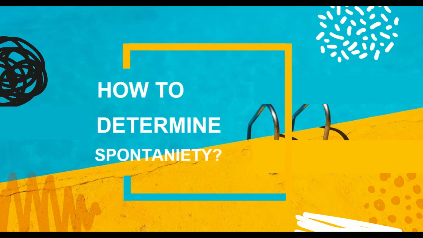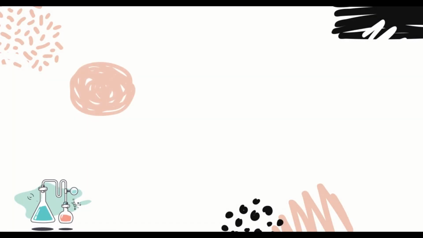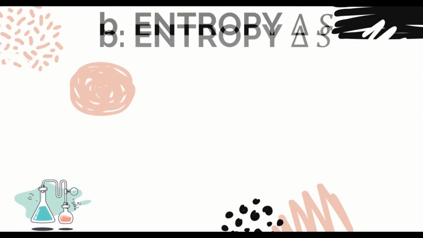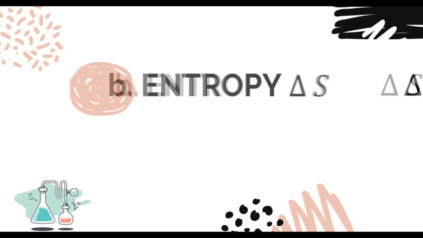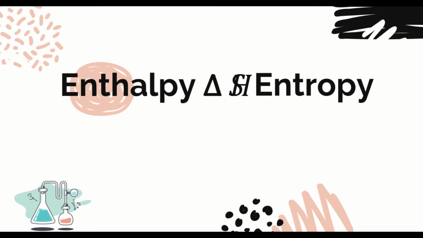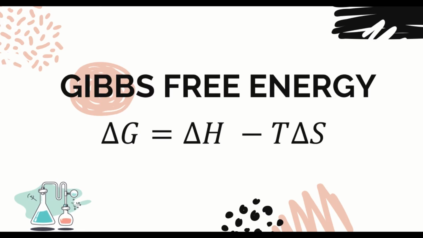However, enthalpy is not the only factor to consider in predicting spontaneity. Endothermic reactions can become spontaneous when we consider another thermodynamic quantity known as entropy, or delta S. Lastly, spontaneity depends on the combination of entropy and enthalpy. This gives free energy, with the formula delta G is equal to delta H, or enthalpy, minus temperature times delta S, or entropy.